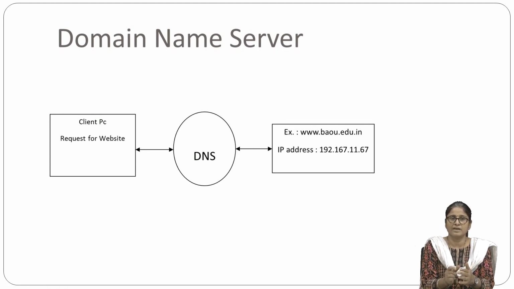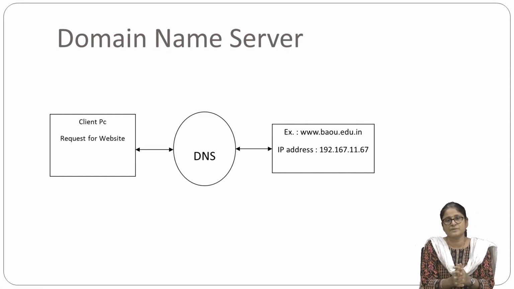This domain name should be specified, right? And the request will be sent to the server. But before sending the request to the web server, there is an intermediator called a domain name server, which maps the domain name into its corresponding IP addresses, right?